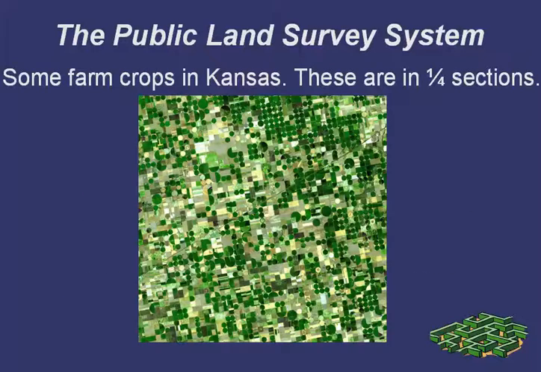Okay. Now, with the Public Land Survey System, if you're looking at an aerial of Kansas, okay, if you look at it, these are quarter sections, so not full sections. And you can actually see some of the pattern that's in there. Even though you have some crops that are circular and others that are square, still you can see where the sections have been broken up.